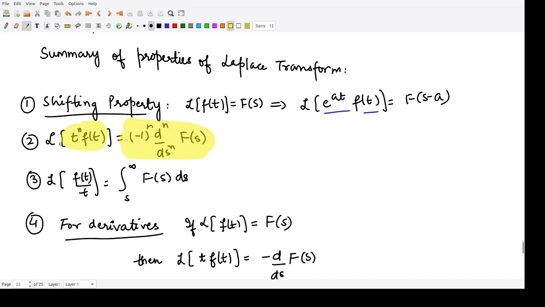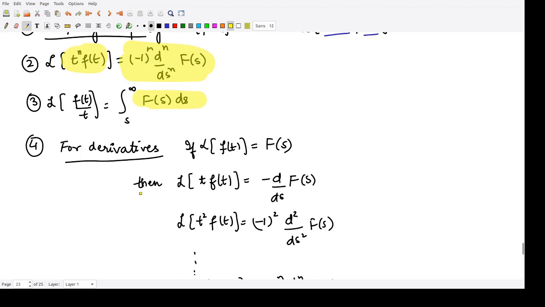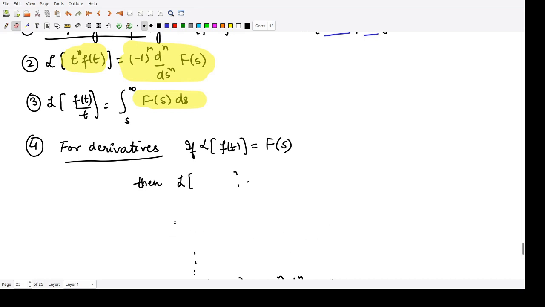And then if you divide by t, you would find the integration of this function F of s. So when you multiply by t, you will find the derivative. When you divide by t, you find the integration. And whenever you wanted to calculate the derivative, what would be this? So the formula here would be, in order to calculate the Laplace transform of the derivative of some function, it would be this quantity here.